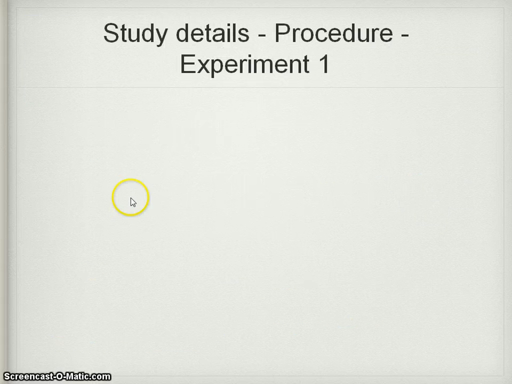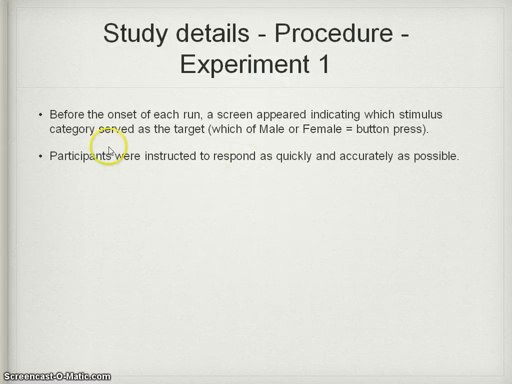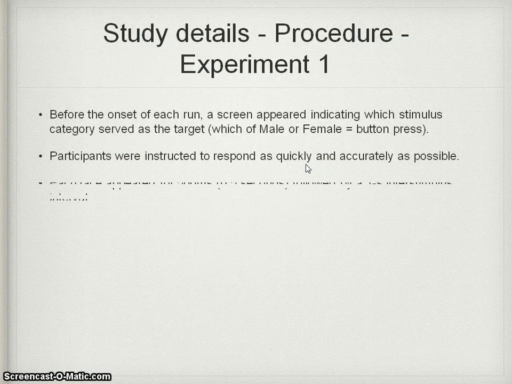Okay, so the little bit more detail on the procedure. Before the onset of each run, a screen appeared telling them which was the target. So for these next 20 faces, it's going to be male that you want to be the button press. The go is the male, the no-go is the female. But they did different trials where that was alternated. Participants were instructed to respond as quickly and as accurately as possible. So that was their standardized instructions. Everyone was told to do it as quickly and as accurately as they could.